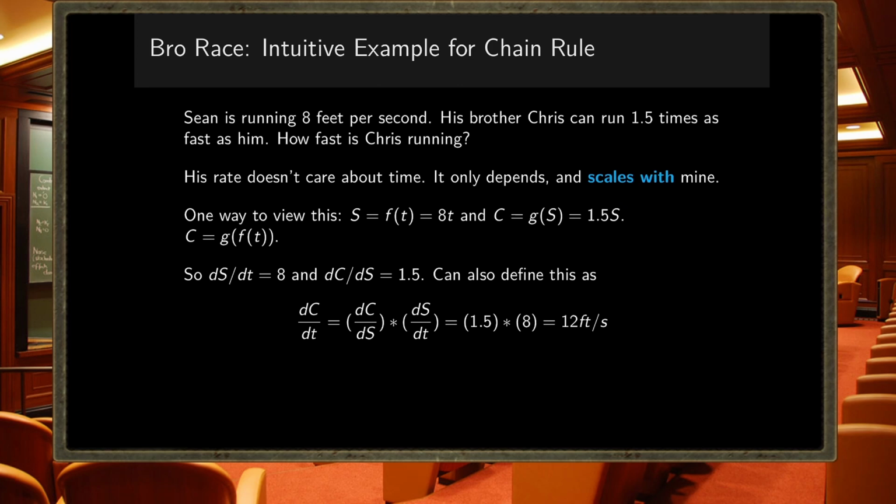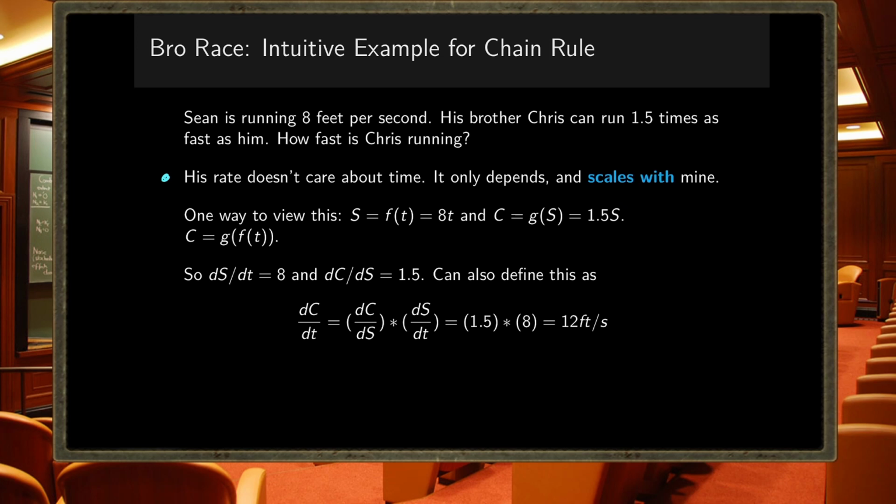That's not the point. The point is to really think about this from the calculus perspective and from a perspective of chain functions. So you'll notice that his rate doesn't care about time. It only depends on how fast I'm running. So if I changed my rate, he would obviously go faster, right? Or if I slowed down, he'd only go 1.5 times as fast. So it only depends and scales with mine. So his input, really, for his position function is whatever my speed is.